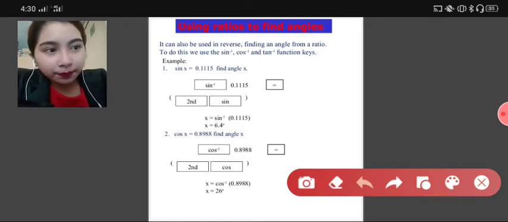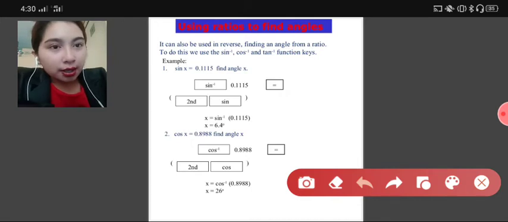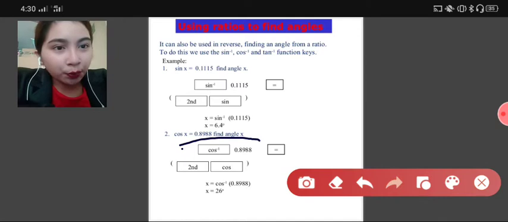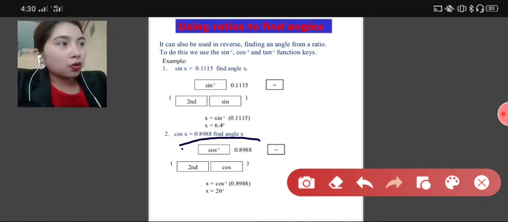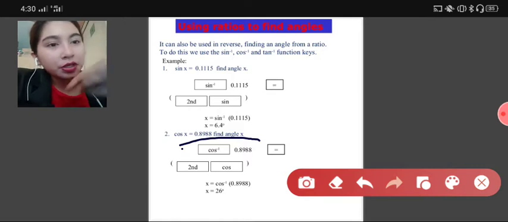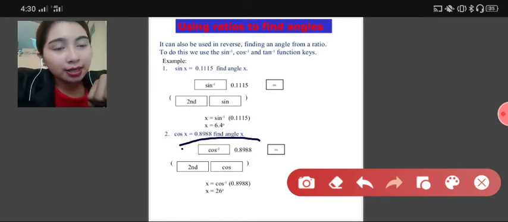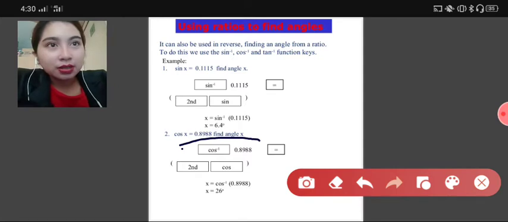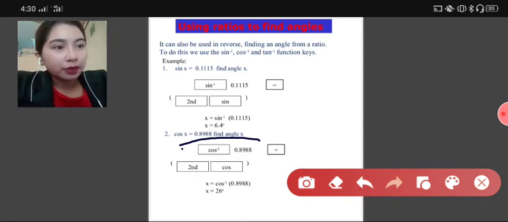Okay, do you get it? In sample number 2, cosine x is equal to 0.8988. Find angle x. It's the same as the first. Press shift, cosine, then 0.8988. The answer is 25.99, and since we round it off, it becomes 26 degrees. Okay.